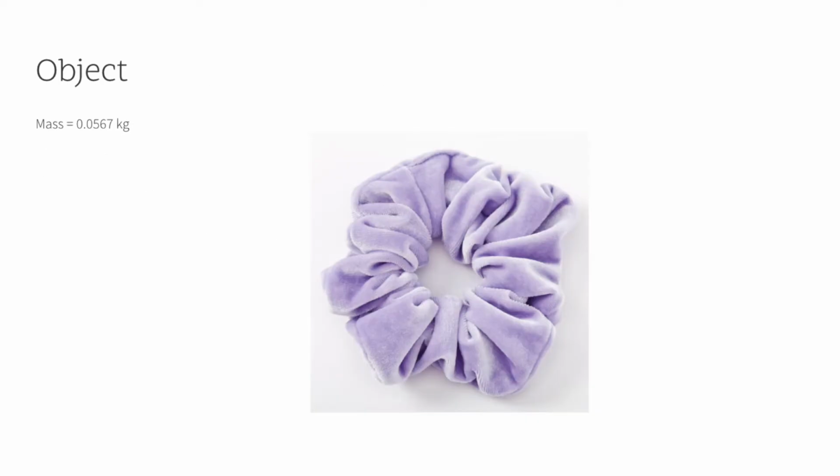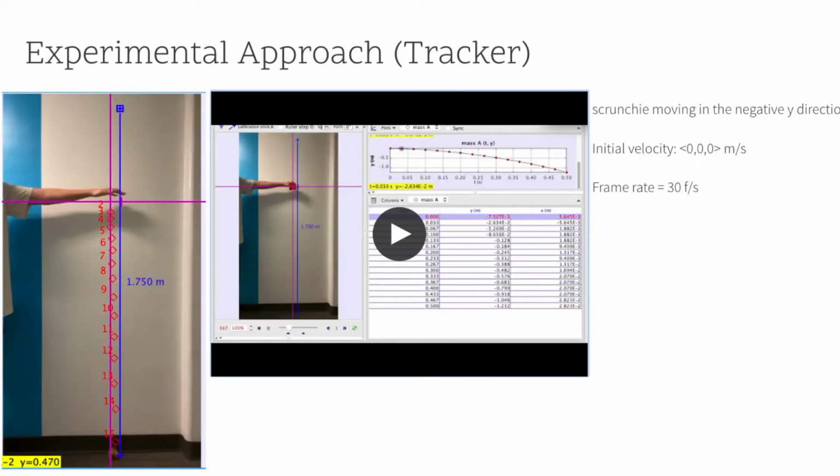To set up this lab, I used a scrunchie that has a mass of 0.0567 kilograms, which is about 2 ounces. Here is the experimental setup that was in Tracker. The origin was set at the object's initial position so that the scrunchie was falling in the negative y direction. My phone was propped upright so the orientation did not need to be changed, and the calibration stick was calibrated to a known height of 1.7 meters. The initial velocity was considered to be 0 since it was dropped from rest, and the frame rate of the video was 30 frames per second.